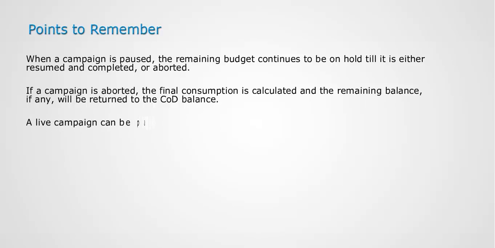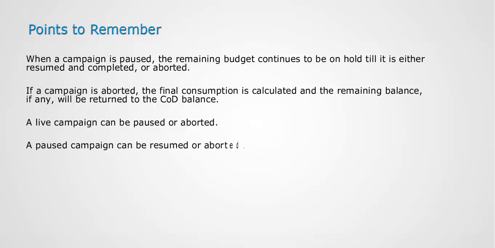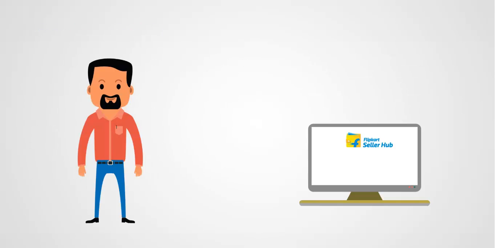A live campaign can be paused or aborted. A paused campaign can be resumed or aborted. Once aborted, a campaign cannot be resumed. So now you have learned how to track an ad campaign. You will now be able to analyze and modify multiple campaigns easily within a few minutes.